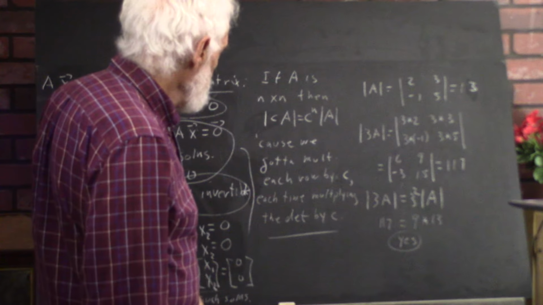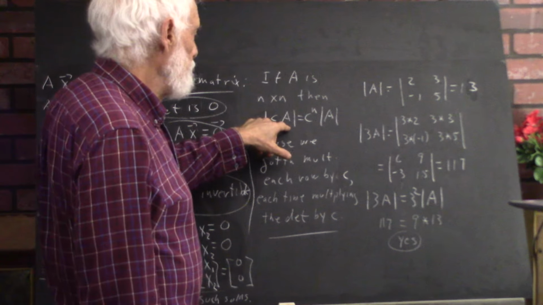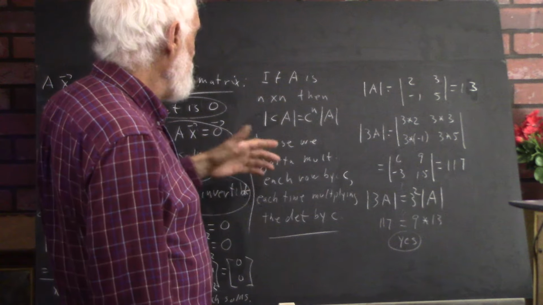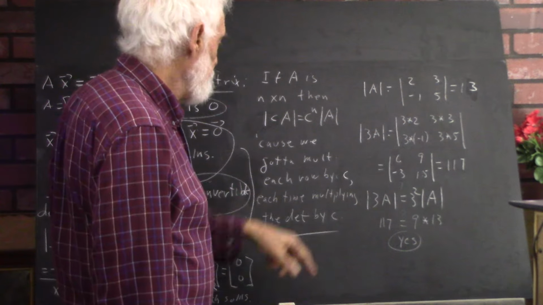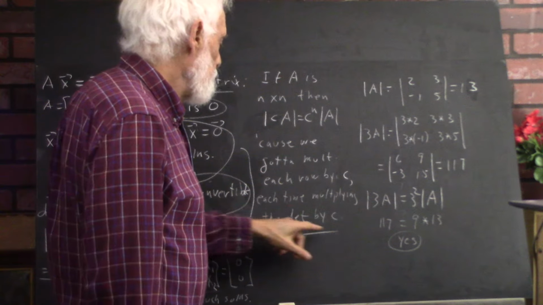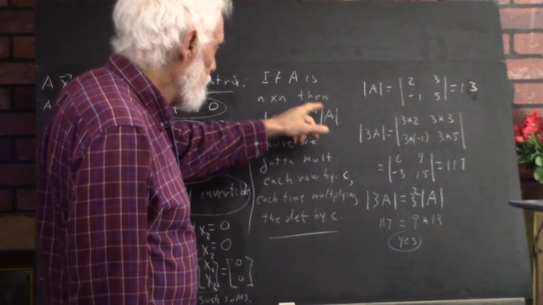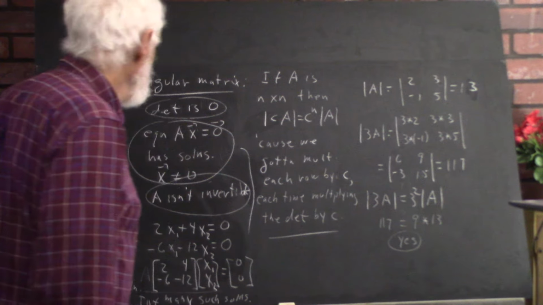If you have an n by n matrix, then the determinant of cA is c to the n times the determinant of A, because you have to multiply each of the n rows by c. Each time that multiplies the determinant by c. You do that n times, you get c to the n times the determinant.